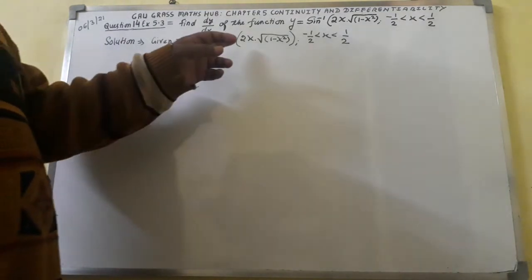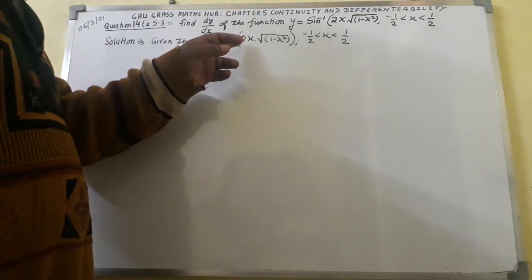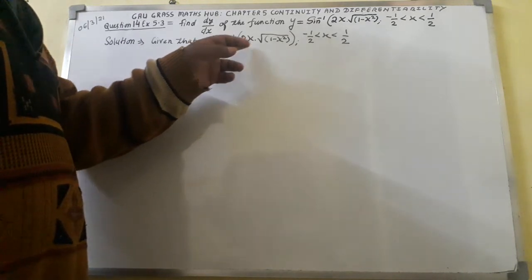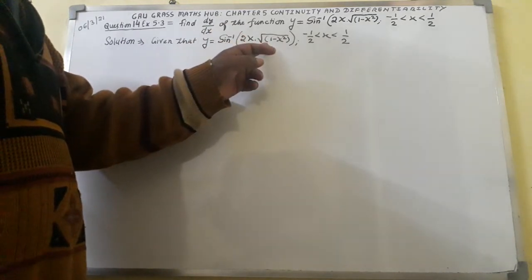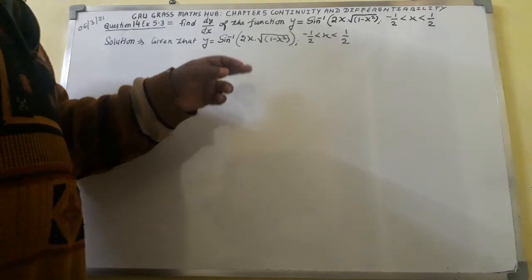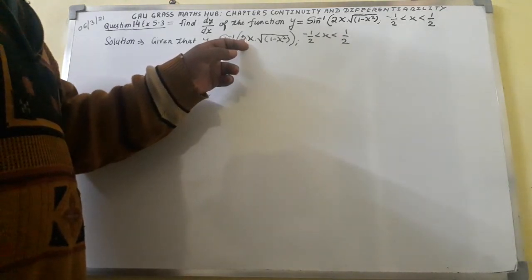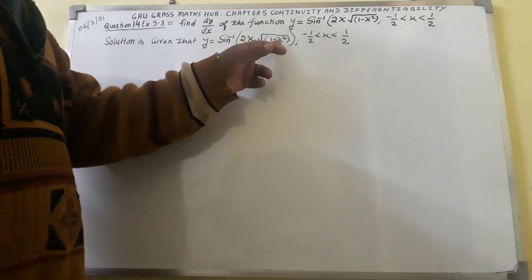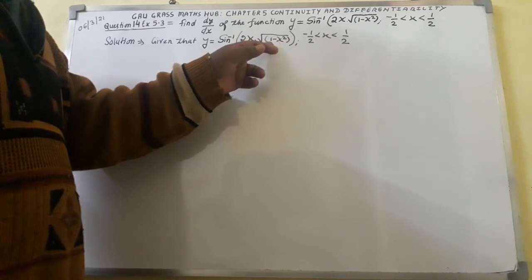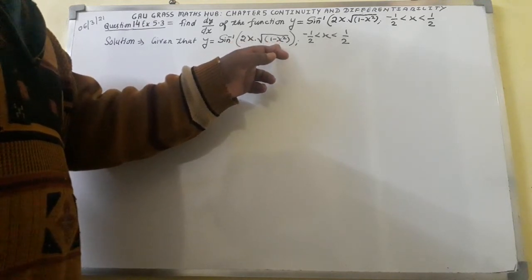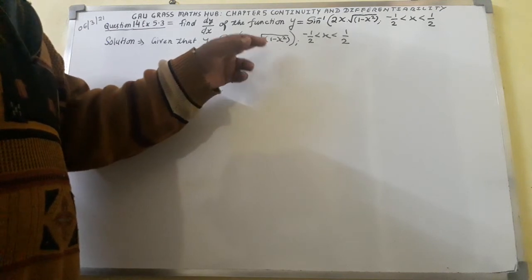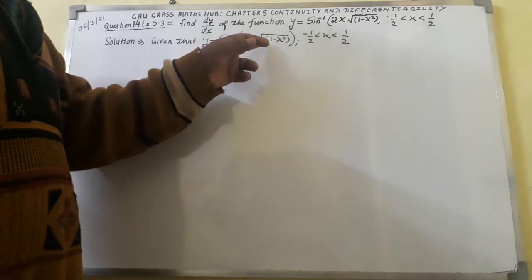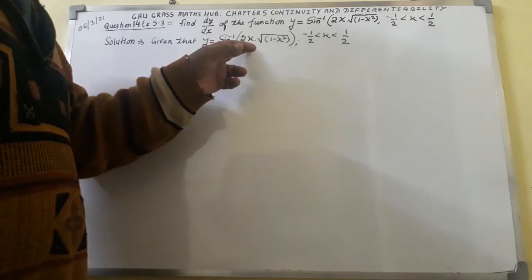Now, the expression inside the bracket will be converted in terms of sine. If you put x equal to sine theta, the 2 becomes 2 sine theta. Here 1 minus sine square theta becomes cos square theta. Under root cos square theta, the outcome will be cos theta. You will get 2 sine theta times cos theta, which is equal to sine 2 theta.